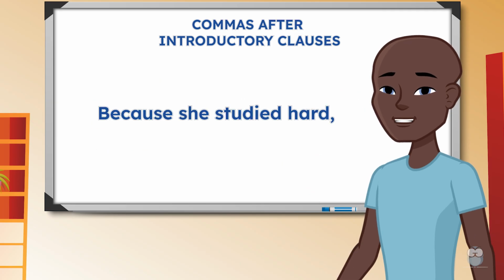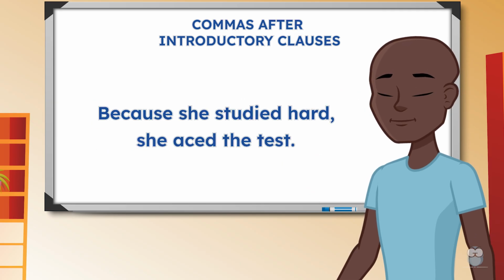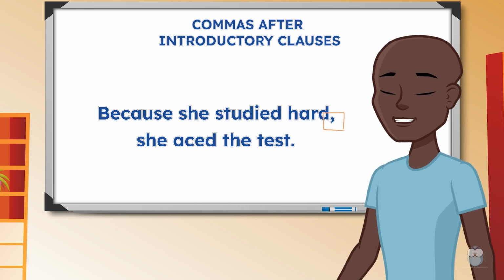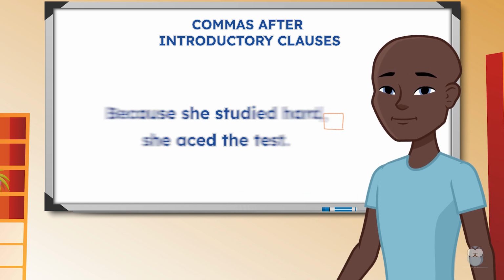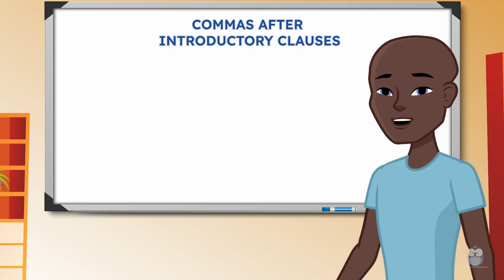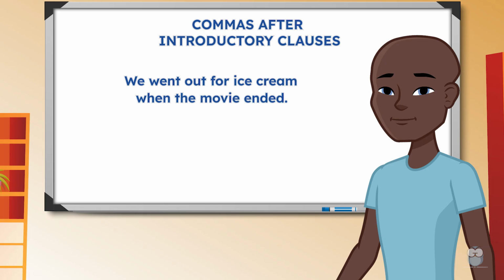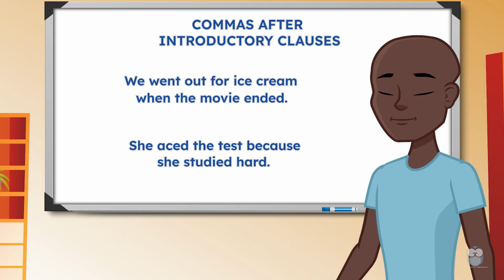Because she studied hard, she aced the test. See how we put a comma after the introductory clause? Now let's take the same two sentences and reverse the order. Instead of beginning with the dependent clause, we're going to end with the dependent clause. We went out for ice cream when the movie ended, and she aced the test because she studied hard.